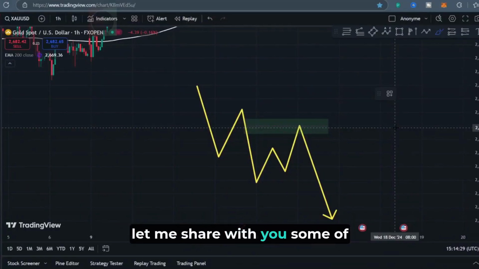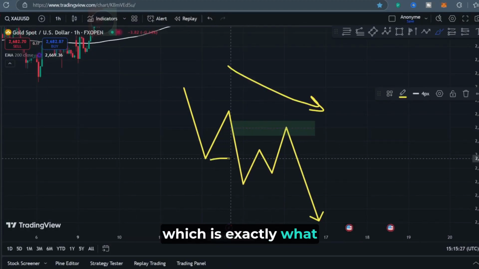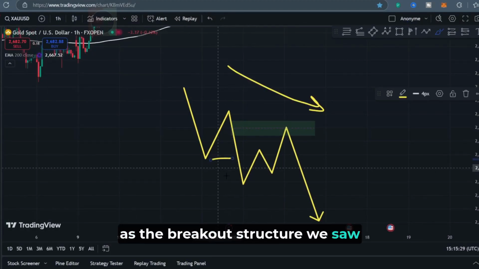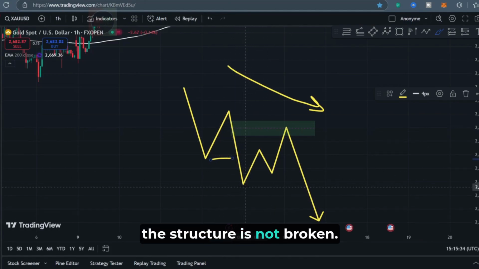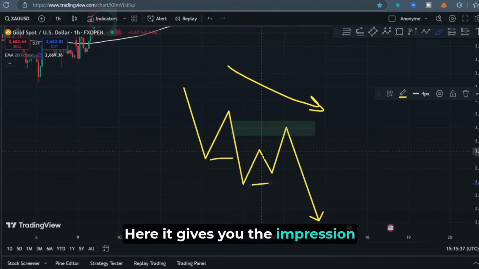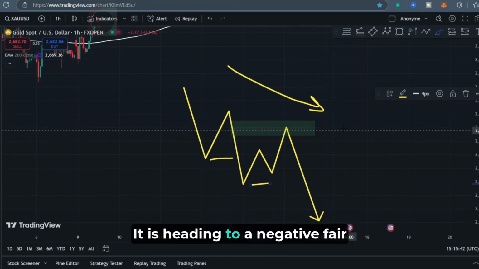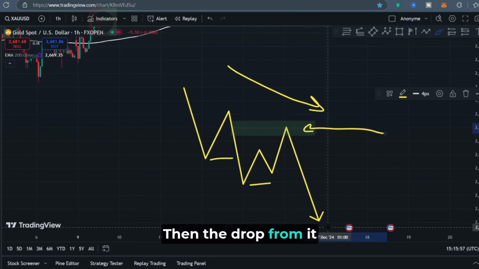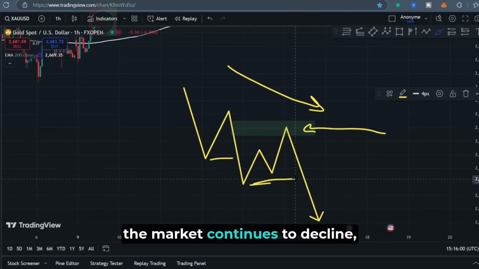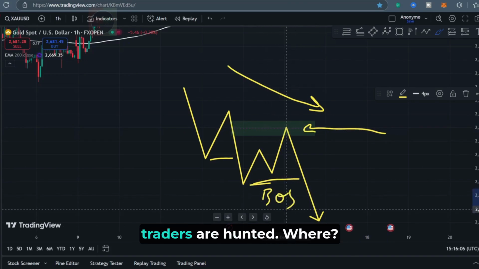Now, let me share with you some of the instances where traders are caught using the fair value gap. Here we have a bearish market, which is exactly what it looks like, as the break of structure we saw earlier is always broken. But sometimes this happens. Look here, the structure is not broken. Here it gives you the impression that the market has turned bullish, but it hasn't. It is heading to a negative fair value gap, which I have here, to fill this fair value gap, and then the drop from it will be stronger. Thus the market continues to decline and it breaks the structure here. This is the situation in which traders are hunted.